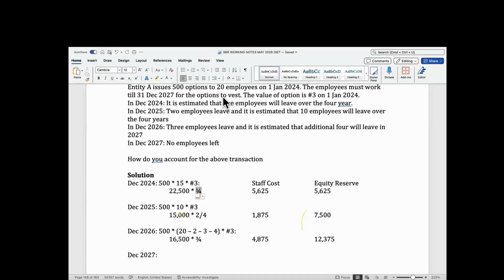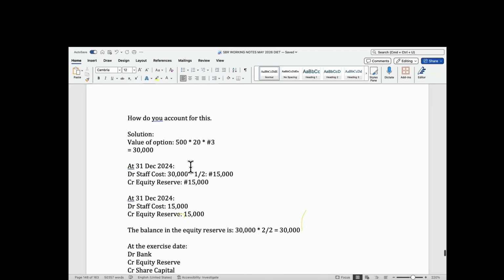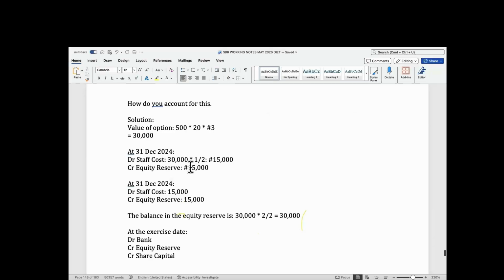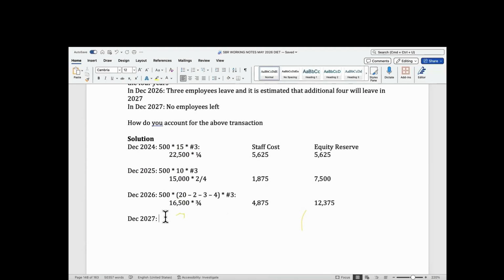I'm getting it. It's just that when you scroll up, there is a place where you wrote 31st December 2024. Is this supposed to be 2024 or 2025? It should be 2025. Yes, thank you. Omolola is correct too.